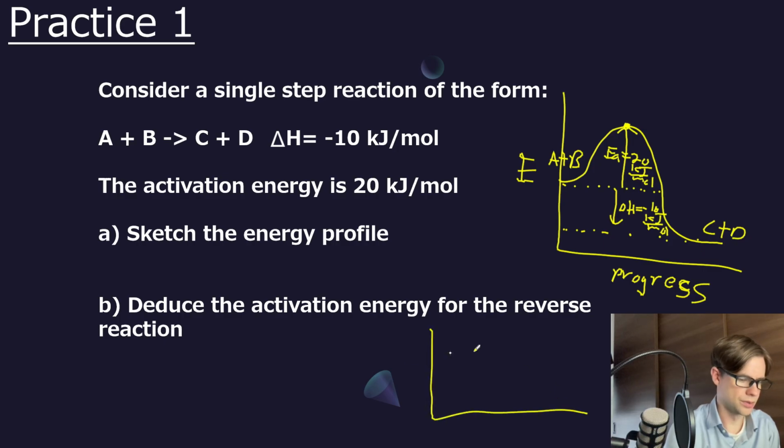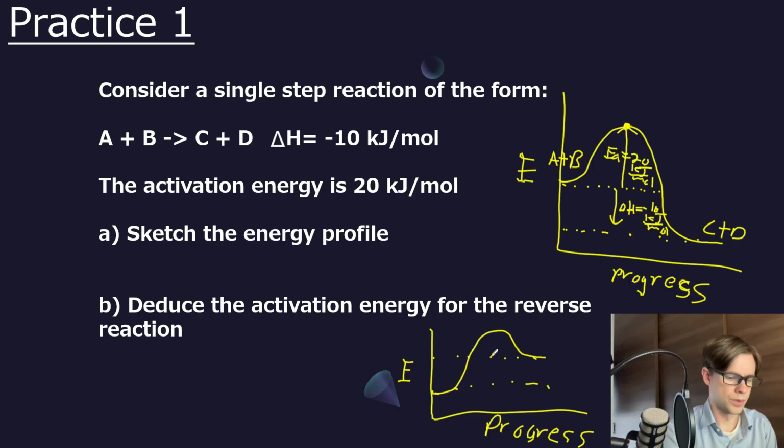So maybe you don't even need to draw this, but the reverse reaction is just this kind of mirror image flipped, where C plus D goes to A plus B. So we'll start low, go up some activation energy, and finish high. But many of these distances or gaps will be the same, right? We're still going to have a delta H of 10, but this time it's plus 10 for endothermic.